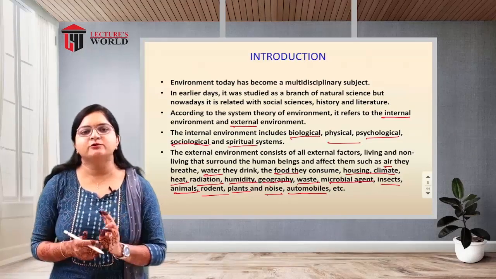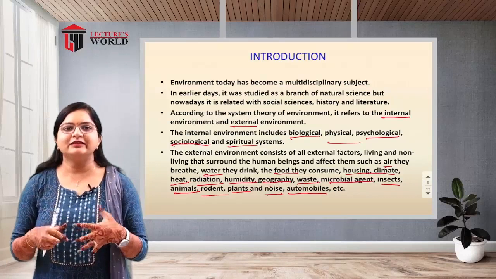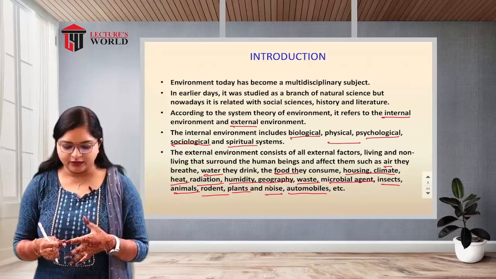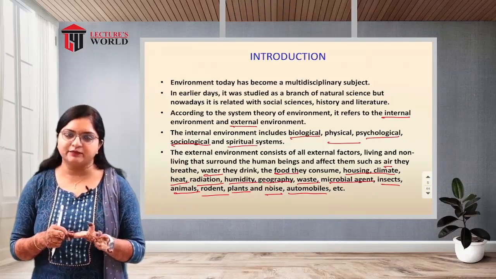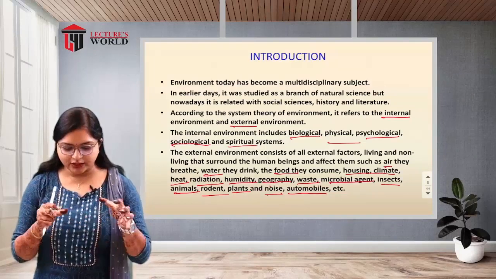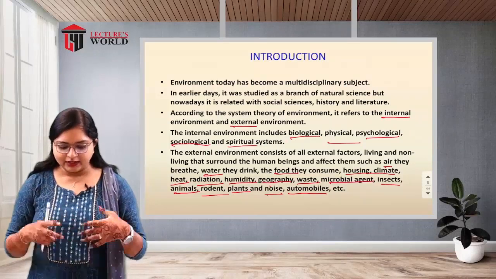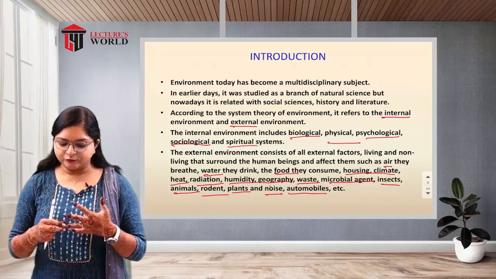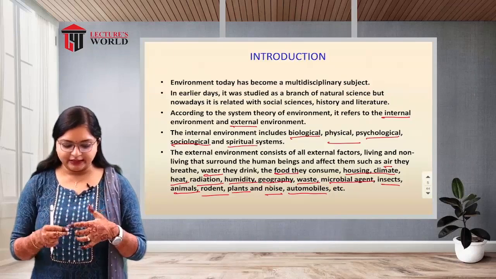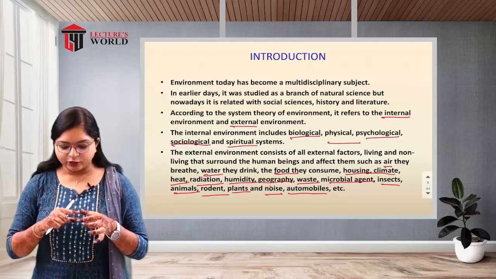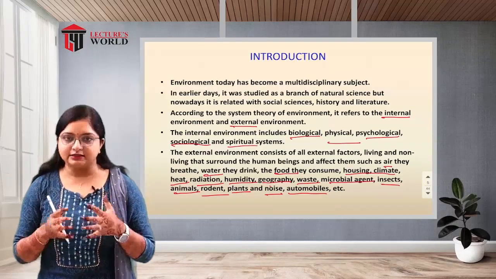So basically there are two types of environment: internal environment and external environment. The internal environment can include biological, physical, psychological, sociological, and spiritual systems. The other one is the external environment, which includes all the external factors, living and non-living, like the air we are breathing, the water we are drinking, the food we are consuming. Apart from these main three necessities, housing, climate, heat, radiation, humidity, geography, waste, microbial agents, insects, animals, rodents, plants, noise, and automobiles are all considered under the external environment.